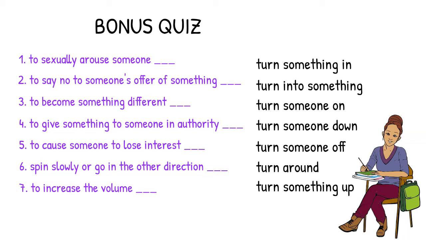Number 1, to sexually arouse someone. Number 2, to say no to someone's offer of something. Number 3, to become something different. Number 4, to give something to someone in authority. Number 5, to cause someone to lose interest. 6, spin slowly or go in the other direction. And 7, to increase the volume. You can pause the video here, practice the quiz, and then the answers are on the next slide.